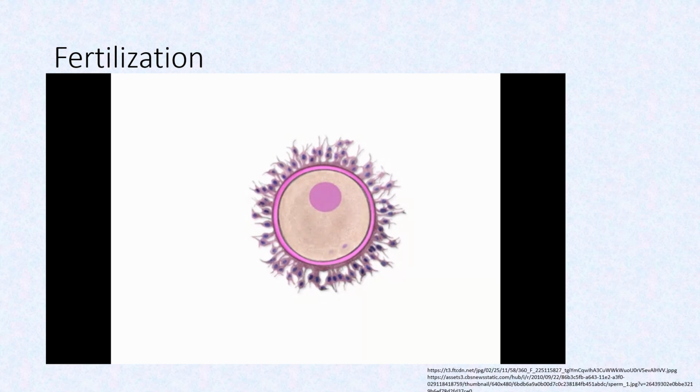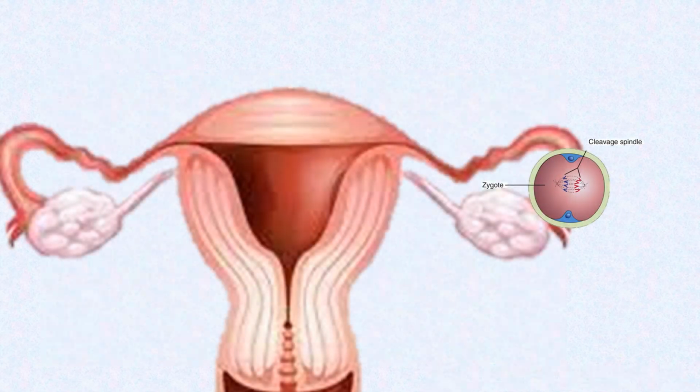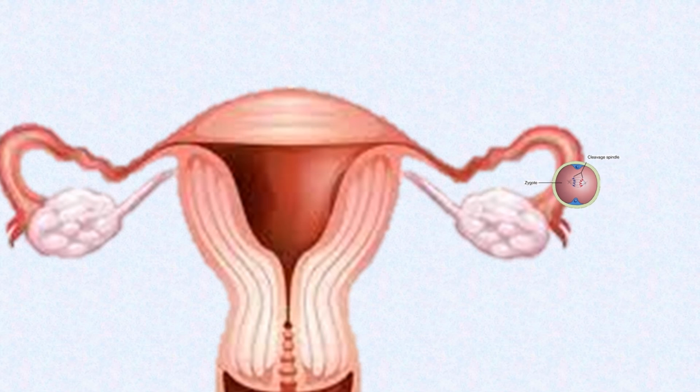The maternal and paternal chromosomes combine and fuse into a single diploid nucleus containing 46 chromosomes. This fertilized egg is now called a zygote. The zygote then moves along the uterine tube towards the uterus. While traveling, it undergoes a series of mitotic cell divisions, a process called cleavage, forming several smaller cells called blastomeres.